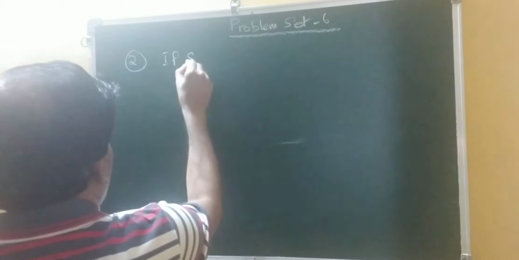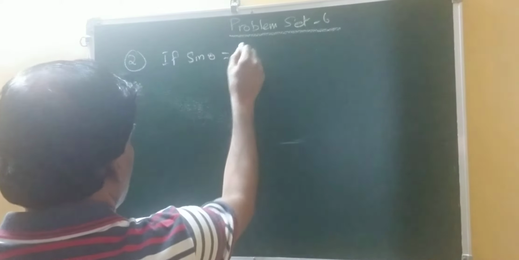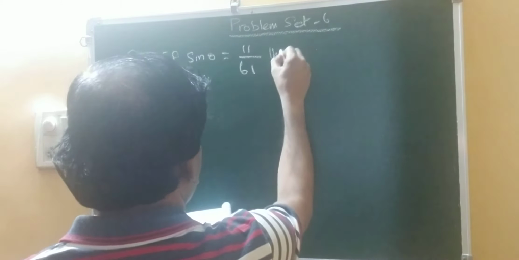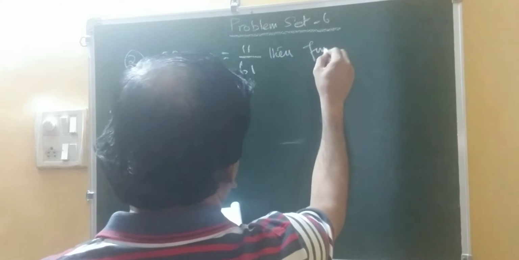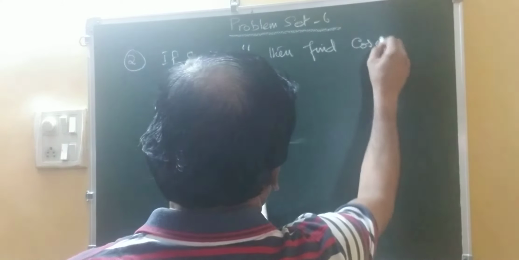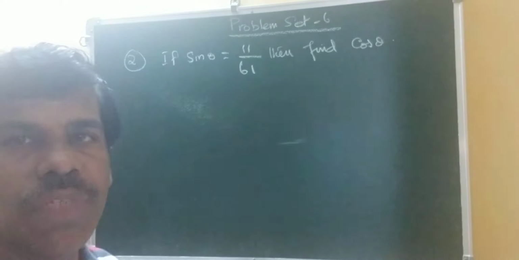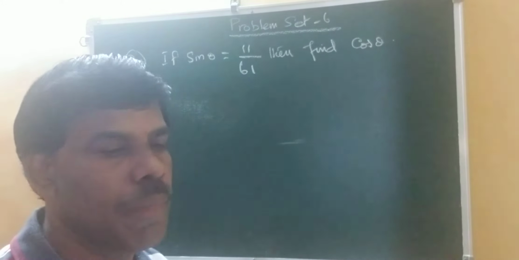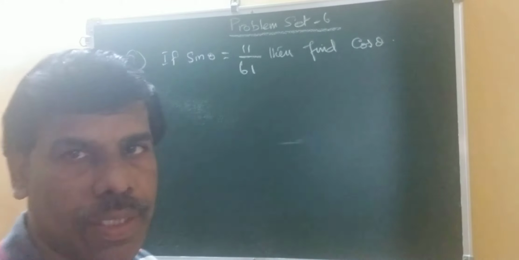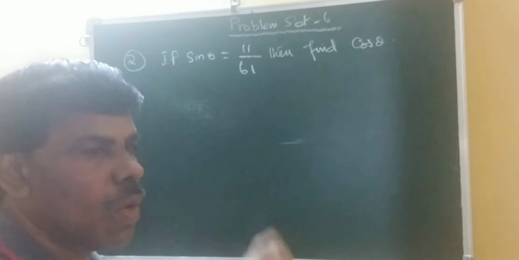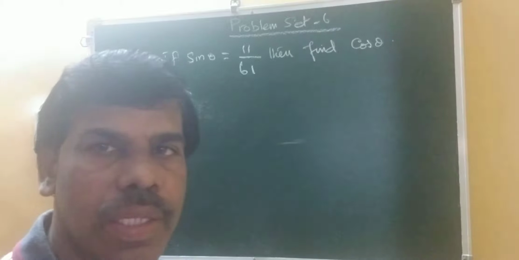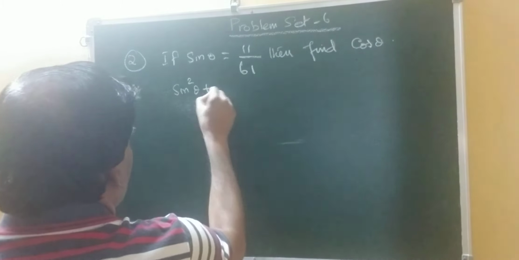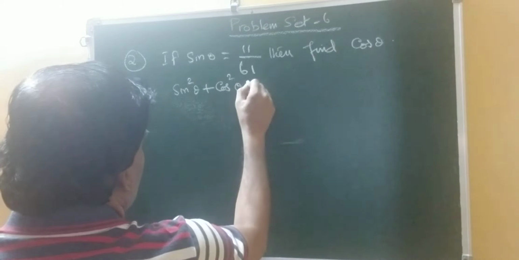If sin theta equal to 11 upon 61, then find cos theta. So as we have done in the first exercise, we have to use the trigonometrical identities. So what is the trigonometrical ratio connecting sin theta? That is sin square theta plus cos square theta equal to 1.